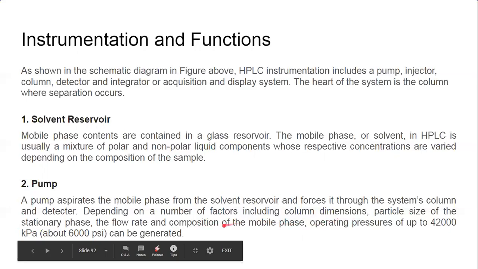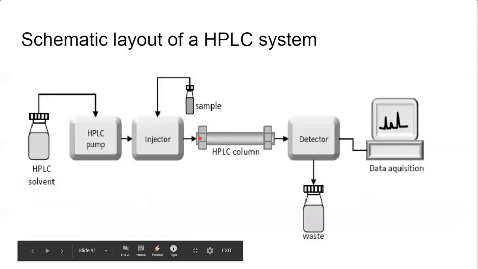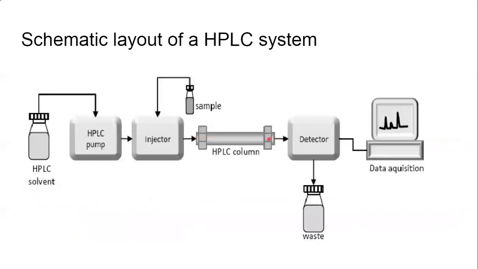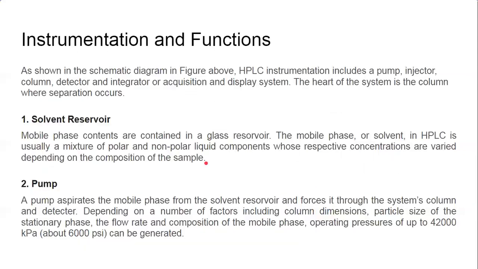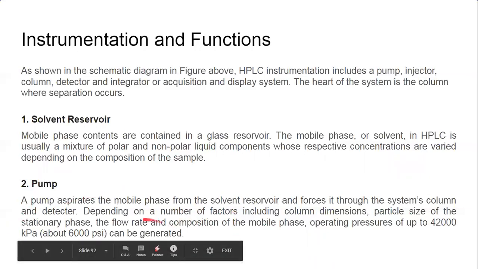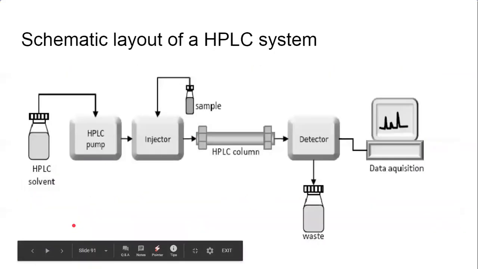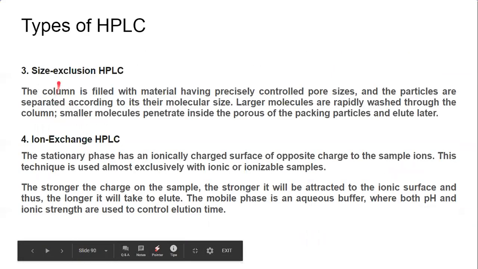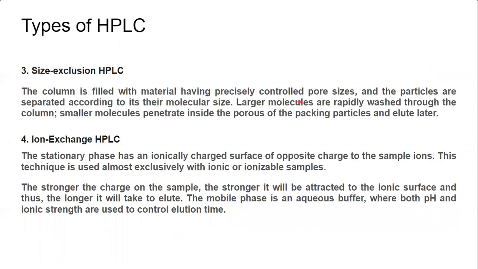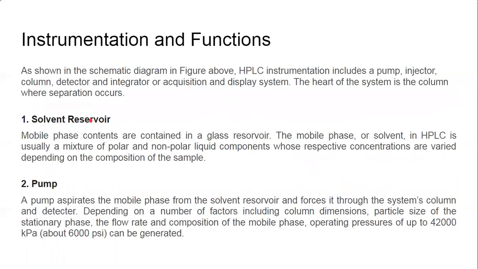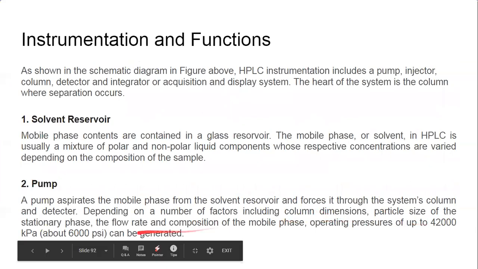So here again, see the column dimension. Column dimension means the length and area of cross section. So it depends on a number of factors including column dimensions and the particle size of the stationary phase. Again, just now I told you HPLC has four types, one is size exclusion HPLC. In size HPLC, we are using particles of fine silica. Fine silica means the particle size of that silica is very small.